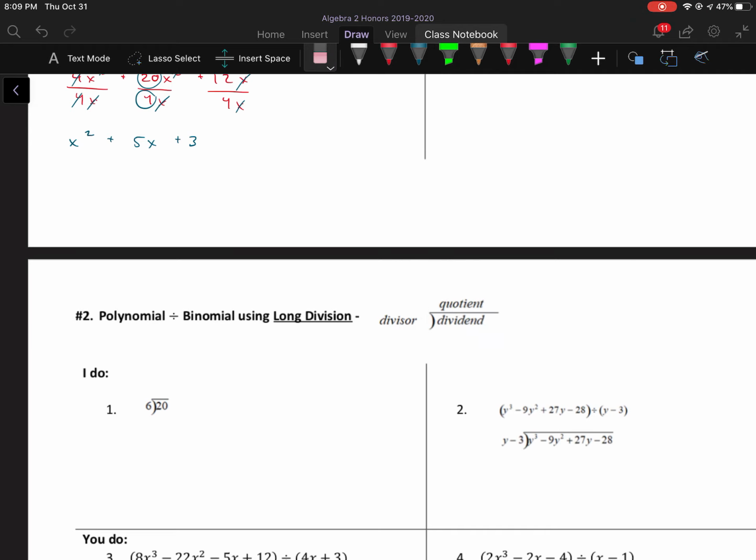It's going to look something like that. The divisor is what we are dividing by. The dividend is what is being divided, and the quotient is just the answer to a division problem.